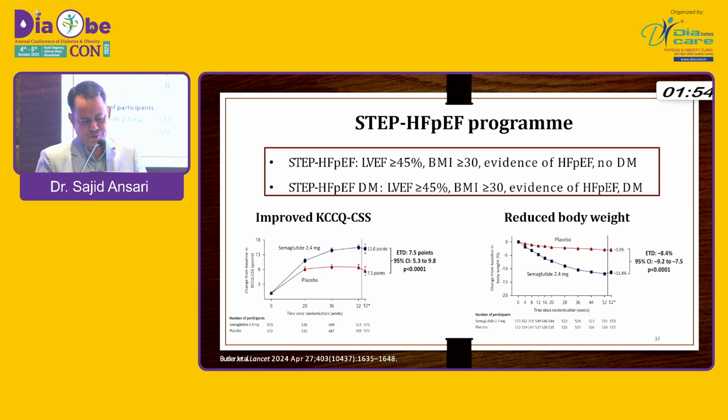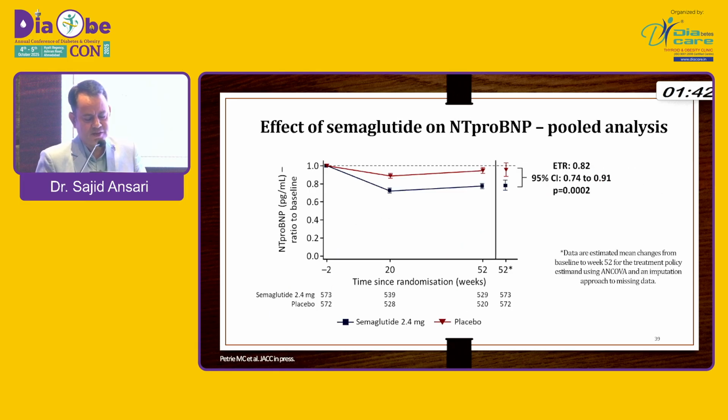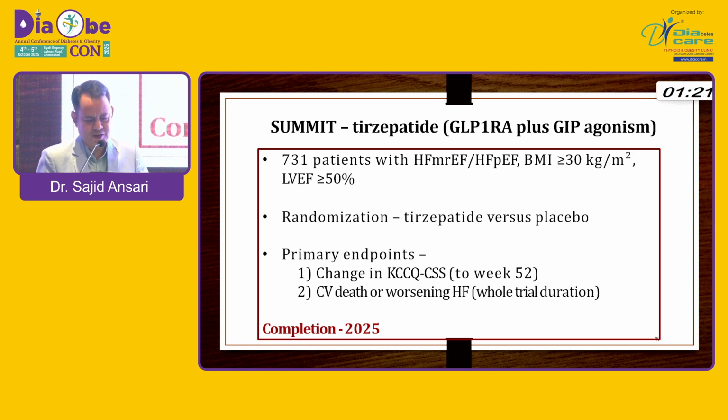Then the STEP-HFpEF program, where the EF was typically 45%, and while using the molecule, it improved the KCCQ score and the body weight. Regarding semaglutide, never before used in the management of HFpEF, this is a GLP-1 receptor analog. It definitely has benefit on NT-proBNP, but it has not directly taken the mechanistic benefit of the LV myocardium or the contractility. Make sure these have tremendous benefit on the inflammatory markers, but do not improve the ejection fraction.